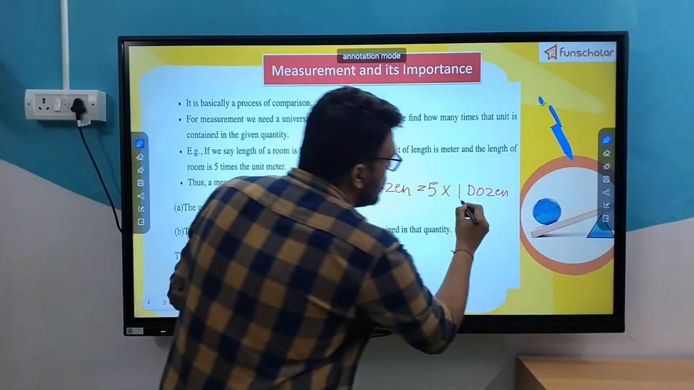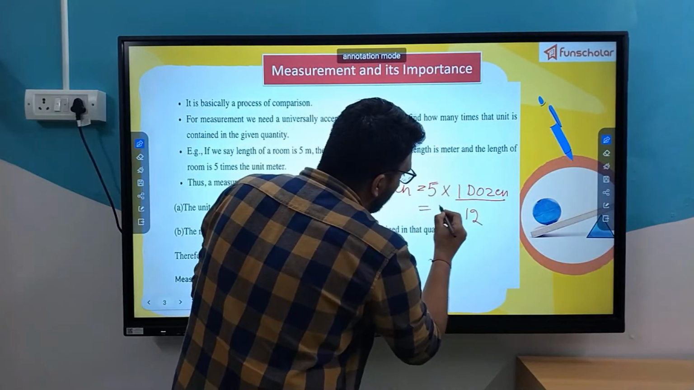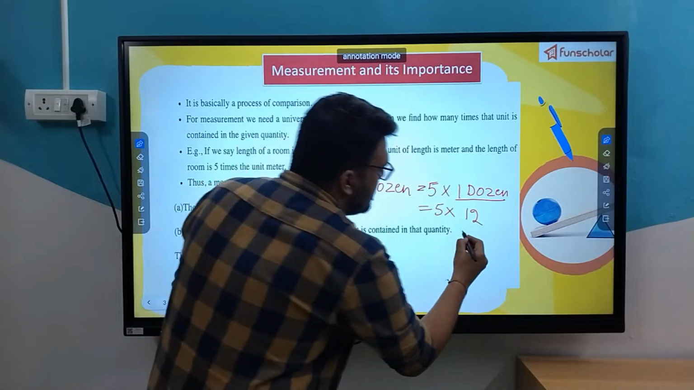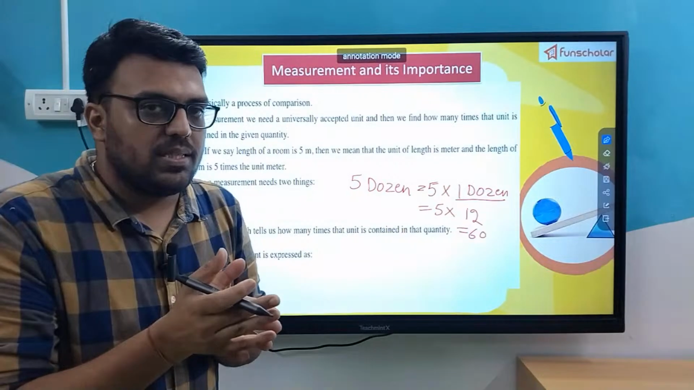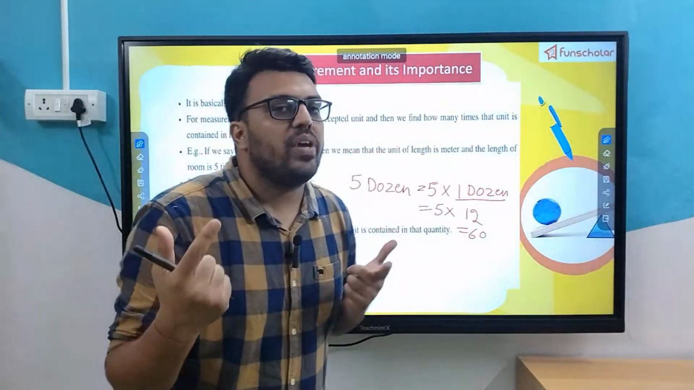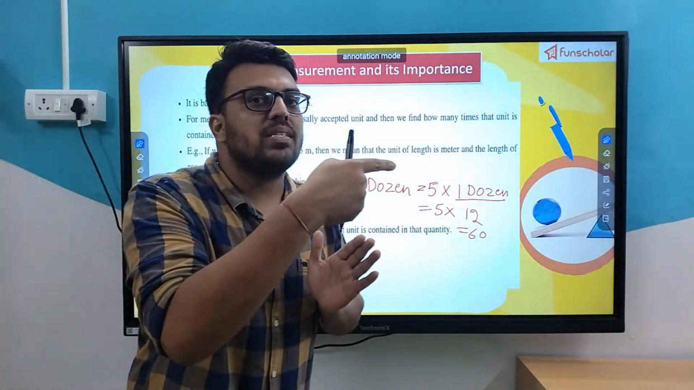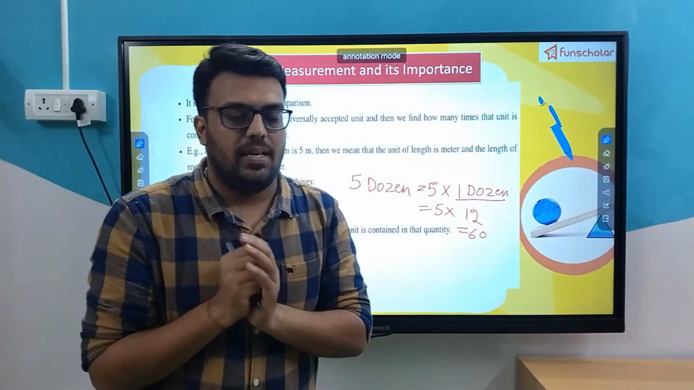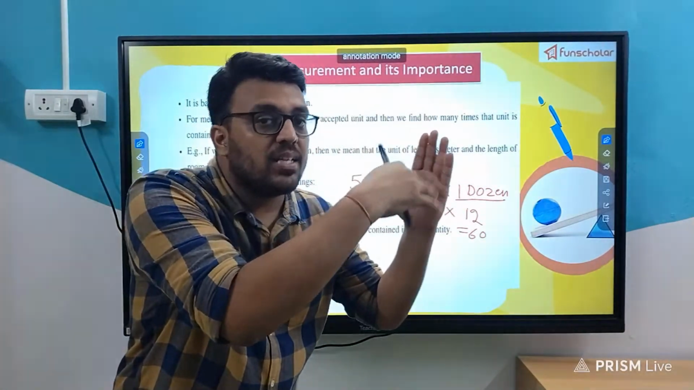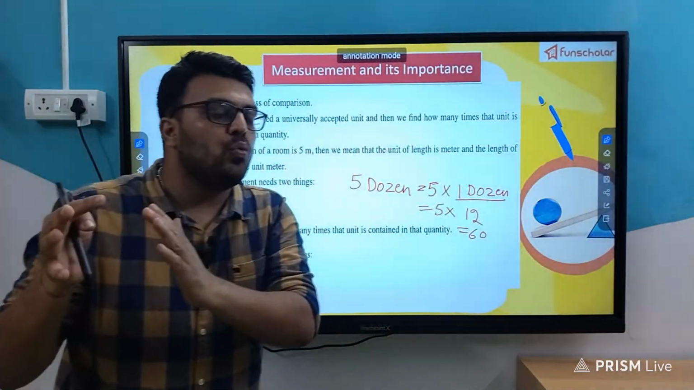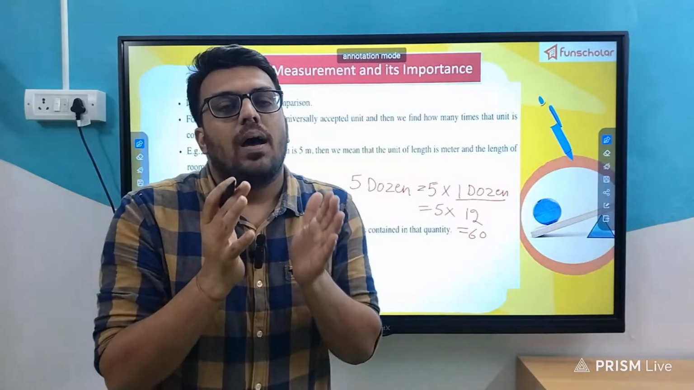Now we know the value of this particular quantity, that is 1 dozen, which is 12. So we'll quickly multiply this with 5 and say the answer is 60. So in 5 dozens there will be 60 bananas. But the answer in our head comes from where? It comes that in 1 dozen it has 12 bananas. So in 5 dozens, 5 into 12, that is 60. So what we are doing, we are comparing an unknown quantity, that is 5 dozen here, with that of a known one, that is 1 dozen. And that basically is the definition of measurement.